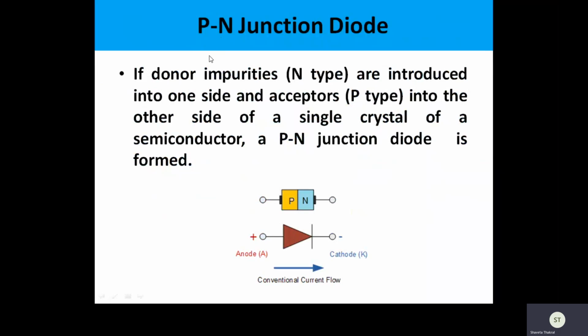So how do we define the p-n junction diode? If the donor impurities, that is the pentavalent impurities, the n-type extrinsic semiconductor, are introduced into one side, and the acceptor impurities or the trivalent impurities, that is the p-type extrinsic semiconductor, are introduced into the other side of a single crystal of semiconductor, then we have the formation of a p-n junction diode.